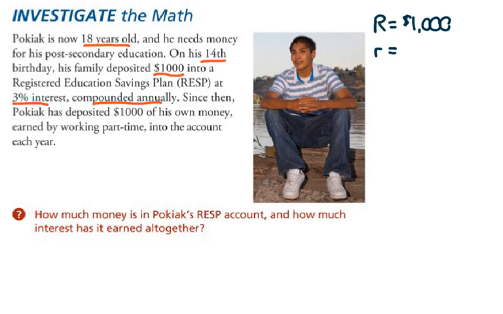We know R, the interest rate, is 0.03 because it's 3%. We know N will be 1 since we are compounded annually. And T will be 4 years, from 14 to 18. How much money is in the account? That is S.